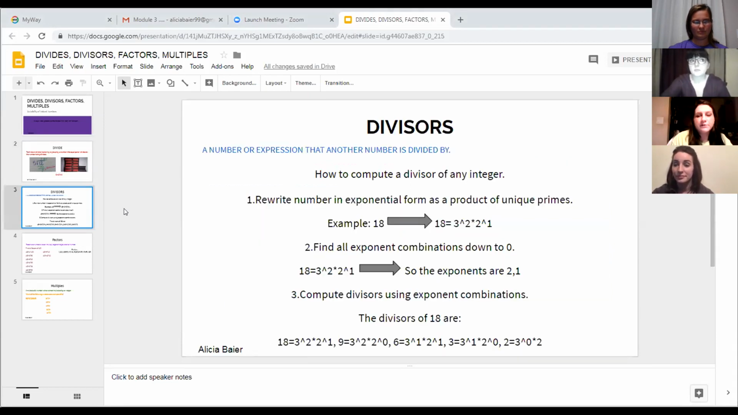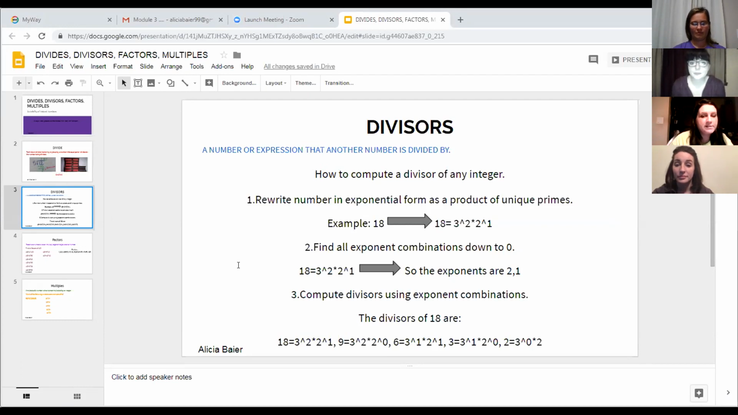Next, we're going to do divisors. A divisor is a number or expression that another number is divided by. How to compute a divisor of any integer. Jessica, can you read step 1, please? Rewrite number in exponential form as a product of unique primes. Example, 18. 18 equals 3 with the exponent of 2 times 2 with the exponent of 1.